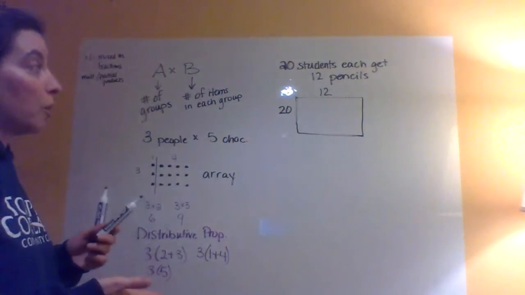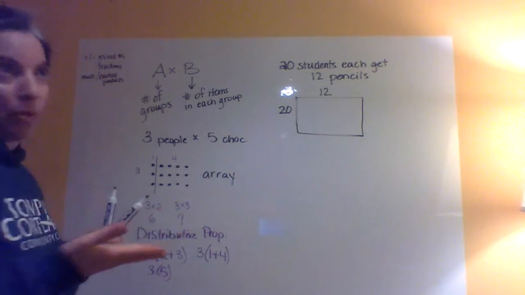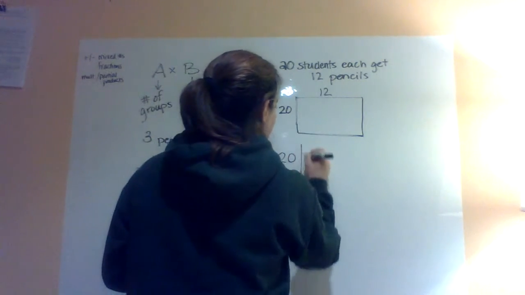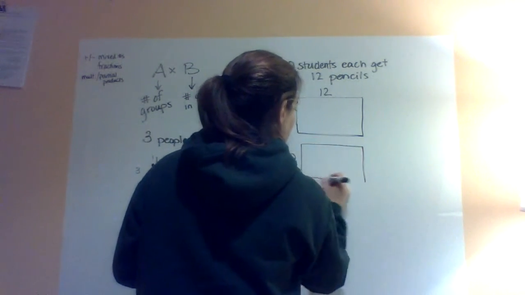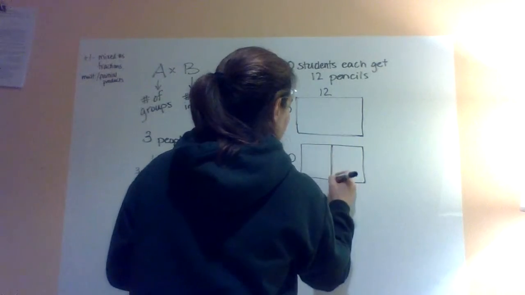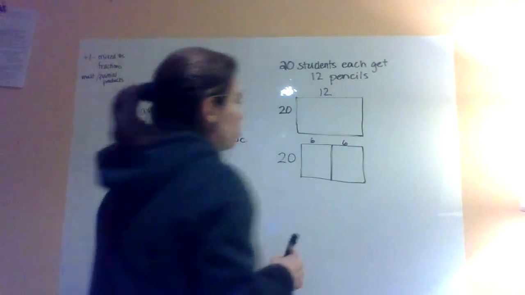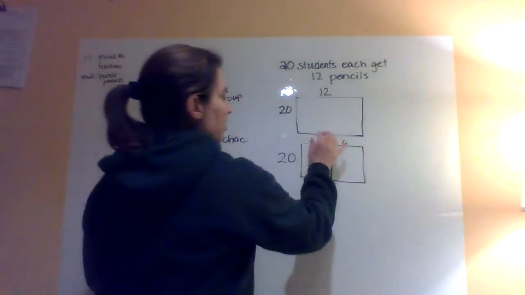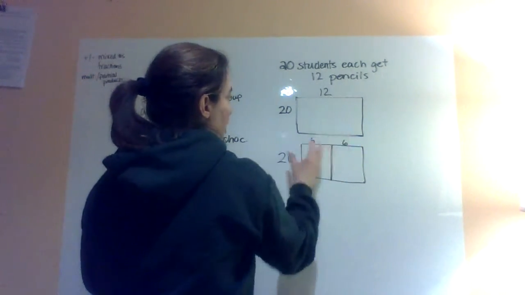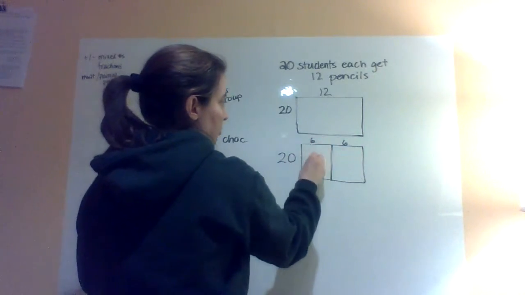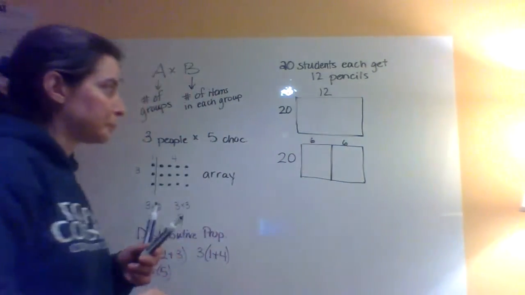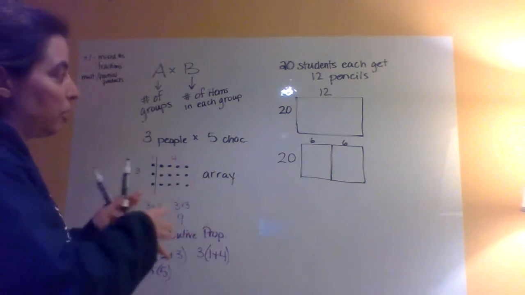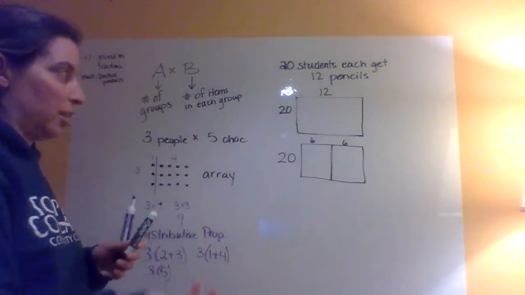Okay, and we can show distributive property like this also. So we could say, let's say that in September, I give each of those students 6 pencils, and then in January, I give them another 6 pencils for the second part of the year, right? As long as I'm splitting this up so it adds up to 12, that's that distributive property again, 20 times 6 and 20 times 6. Okay, so we've kind of moved from just multiplying, we've gone into the arrays, into the distributive property.